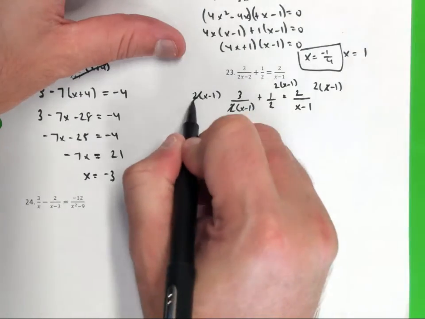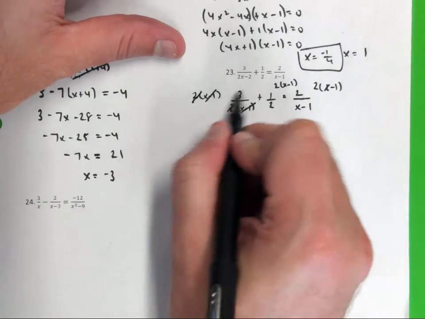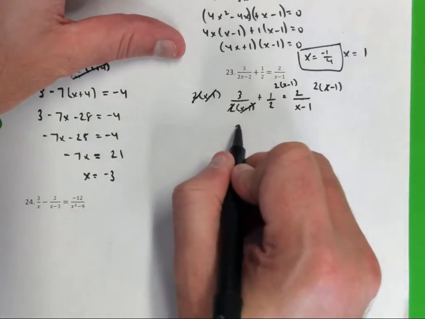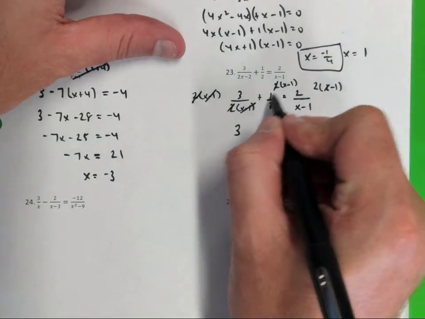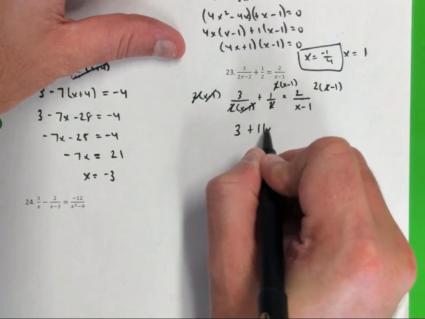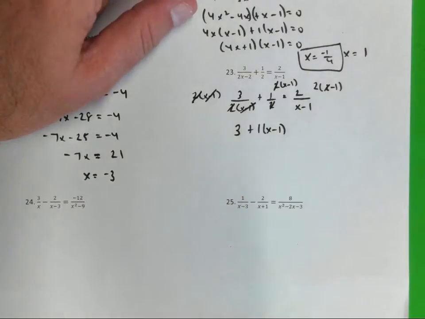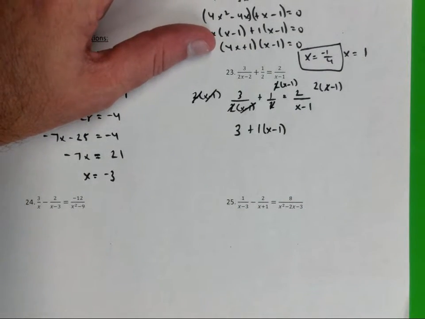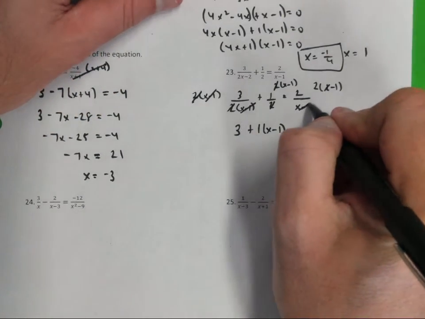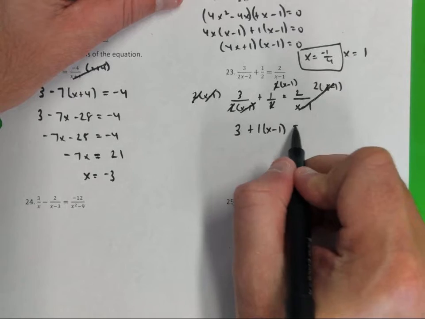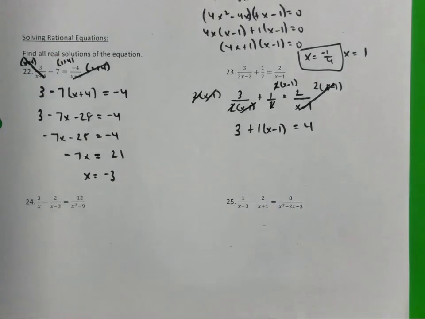So these 2's cancel out. This x minus 1 cancels out. So what's left in this whole thing right here? 3. These 2's cancel out. I'm left with 1 times x minus 1. You say, Mr. Fisher, I already know 1 times x minus 1 is x minus 1. Do I need to put that? If you can do that in your head, you're fine. The x minus 1's cancel out. What's 2 times 2? 4. That is so much prettier than what we had.